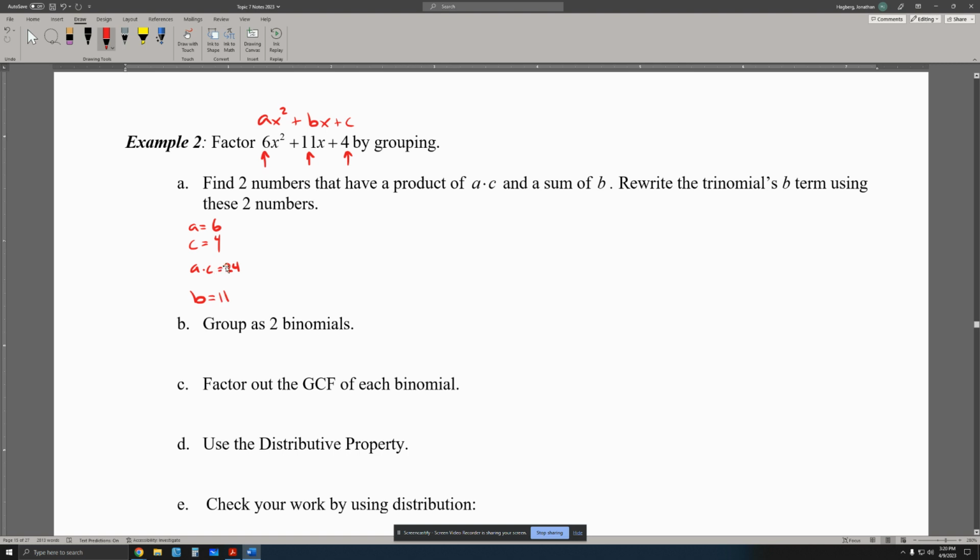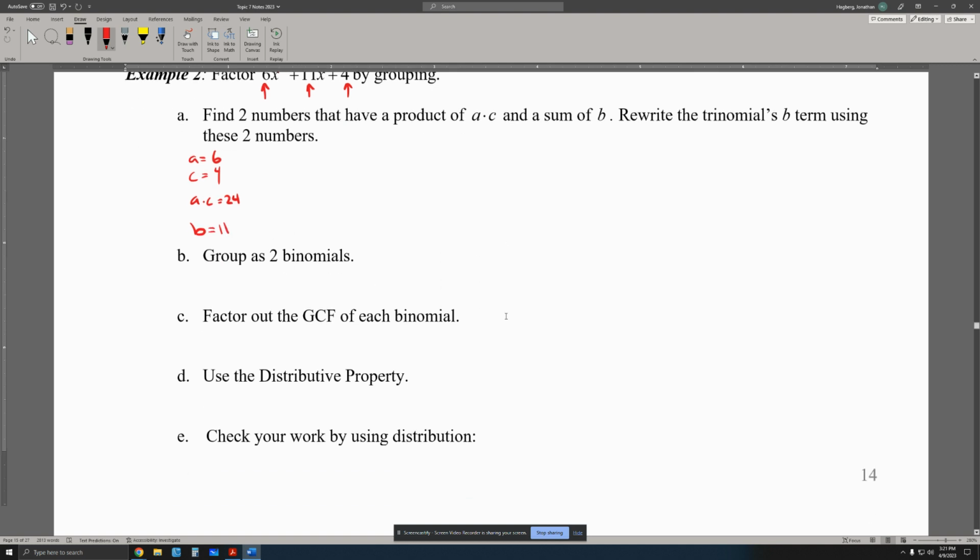So consider some of those factor pairs of 24. We have 1 and 24, 2 and 12, 3 and 8, 4 and 6, and that's it. So of those 4 factor pairs, which 2 add to positive 11? I'll give you a moment to think about it. The answer to that is 8 and 3. So the factor pair 8 times 3, multiply to 24, but also add to 11.